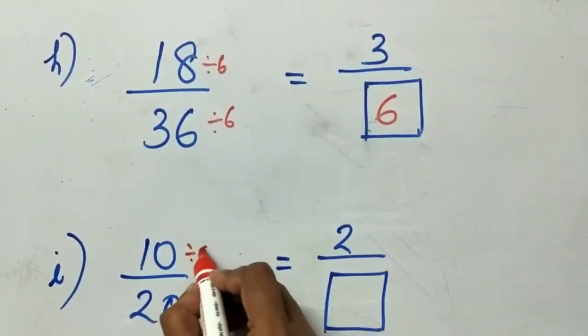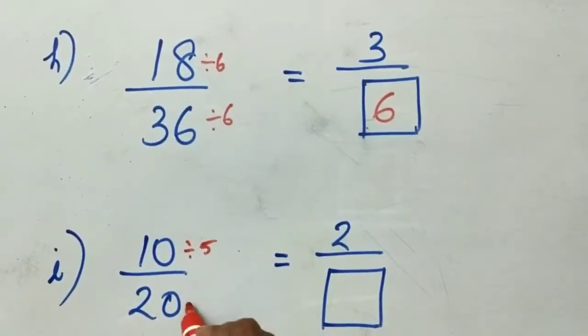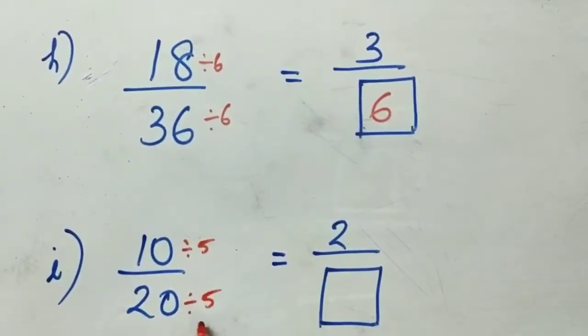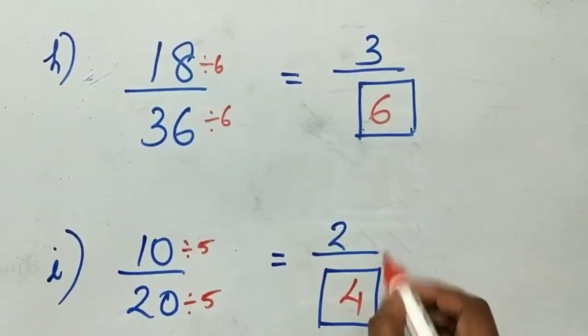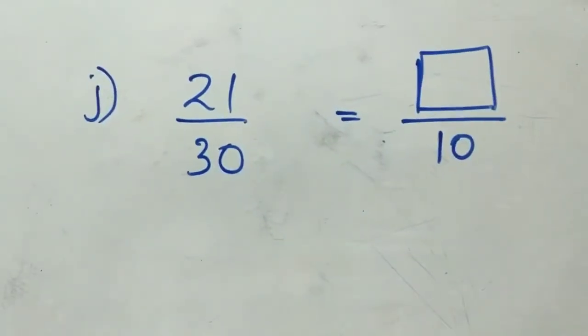10 divided by 20 equals 2 by dash. 10 divided by 5 equals 2. 20 divided by 5 equals 4. 2 by 4. Next question.